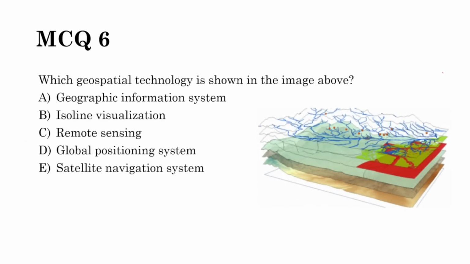Number 6, what spatial technology is shown in the image above. This is a pretty simple diagram of a GIS, a Geographic Information System. This is a computer system that captures, stores, analyzes, and displays geographically referenced information or environmental data, and that enables users to visualize and understand spatial relationships and patterns on the Earth's surface.